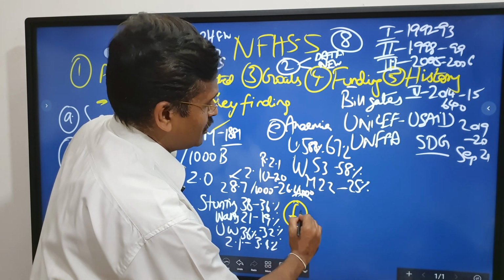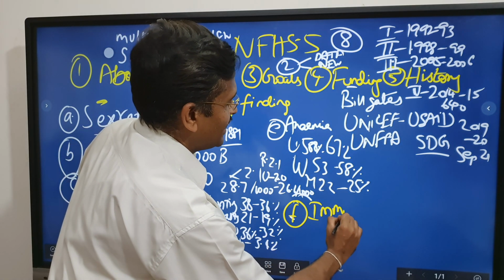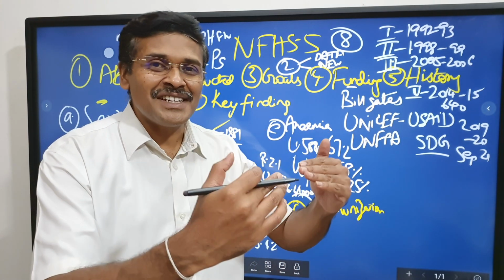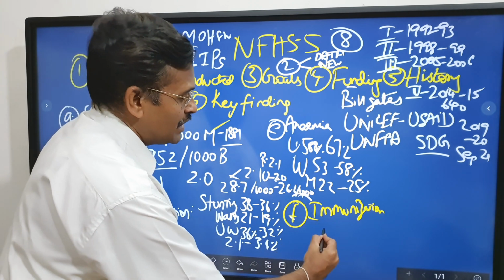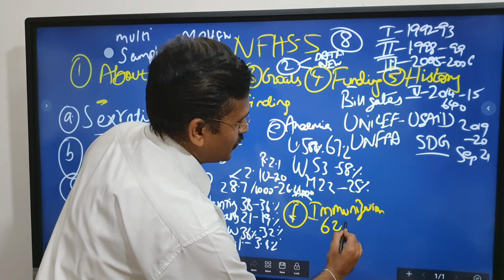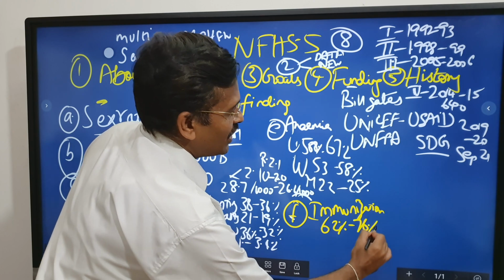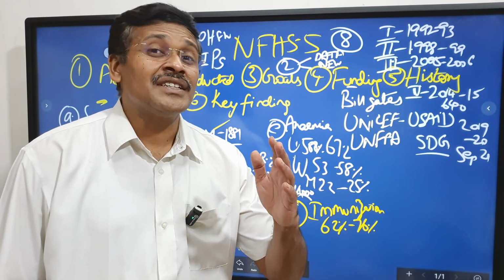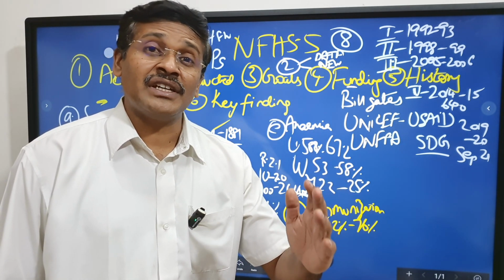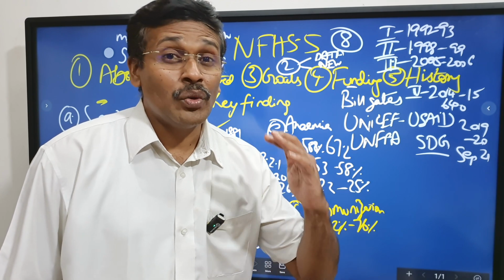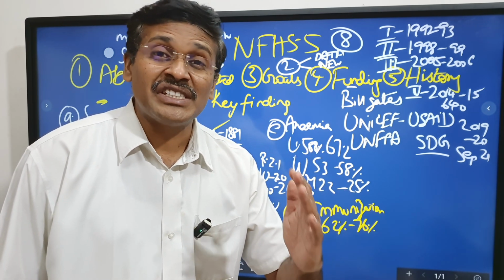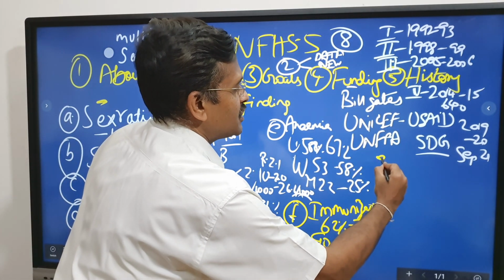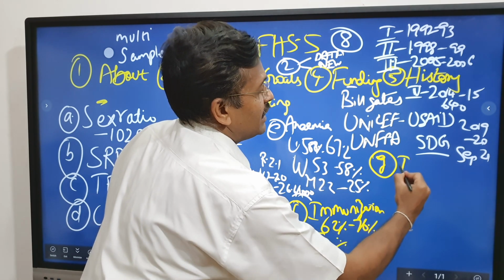Now the sixth one, what is the immunization status in our country? Thankfully, there is a substantial increase in immunization coverage level from 62% to 76% at all India level, which is a very good thing. 11 out of the 14 states or union territories have more than 3/4 of their children fully immunized for their age, and Odisha has the highest immunization coverage in India, which is 90%.